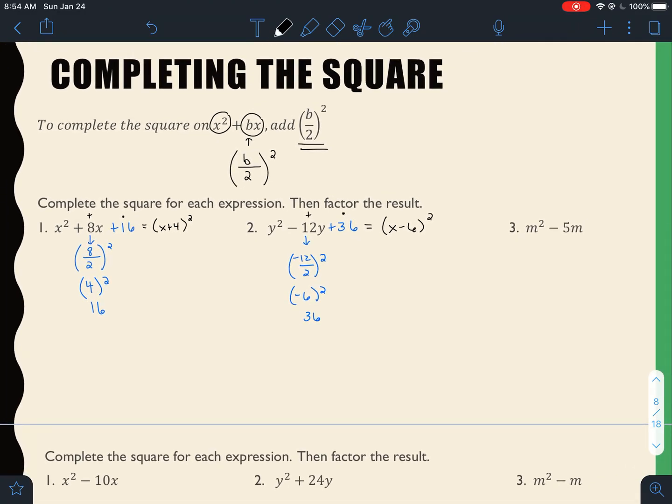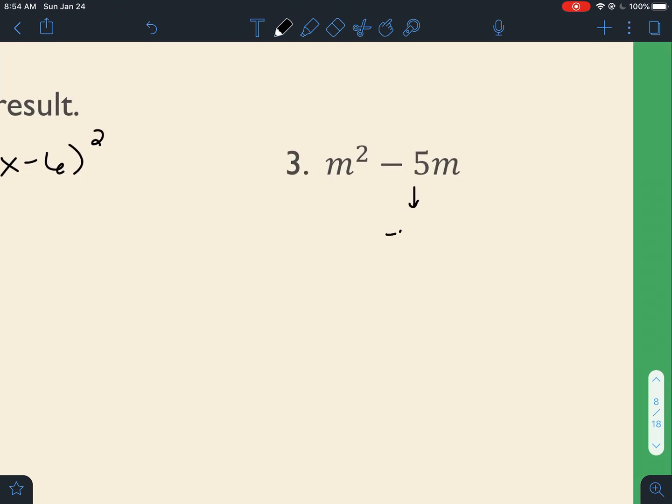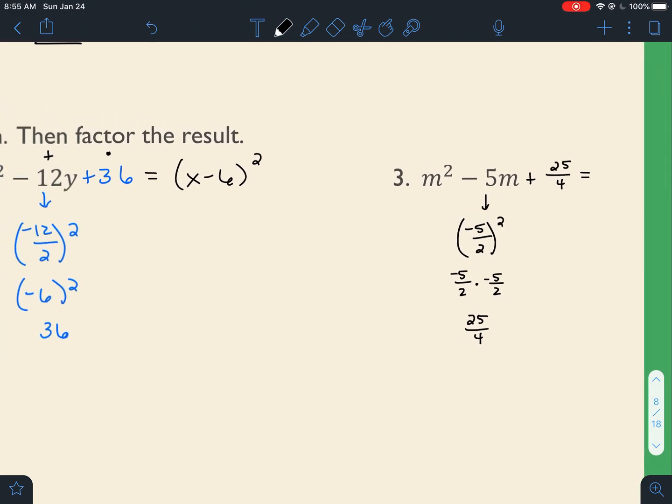All right, m squared minus 5m. Now notice this one, the 5 isn't even, so when I complete the square, I'm going to end up with a fraction. I'm going to take the negative 5, divide it by 2, and square the answer. I'm not going to write it as a decimal. Negative 5 over 2 squared means negative 5 over 2 times negative 5 over 2, which gives me 25 over 4. So to complete the square, I'm going to add 25 over 4. But now you're thinking, when I go to factor, what is this going to factor into? That looks like it's going to be hard to factor.